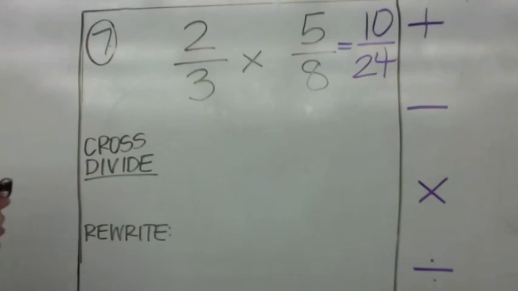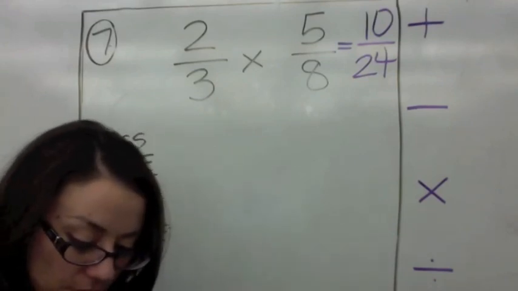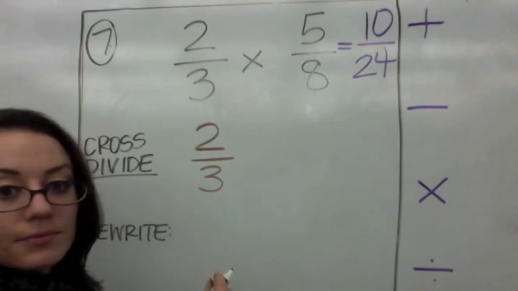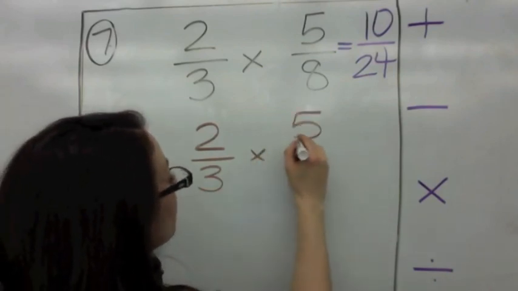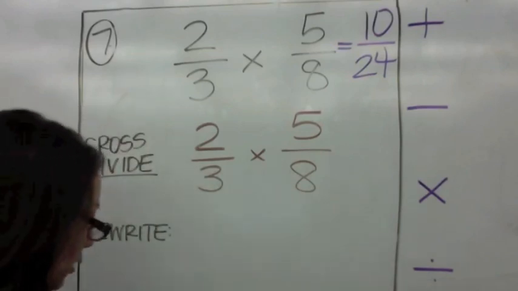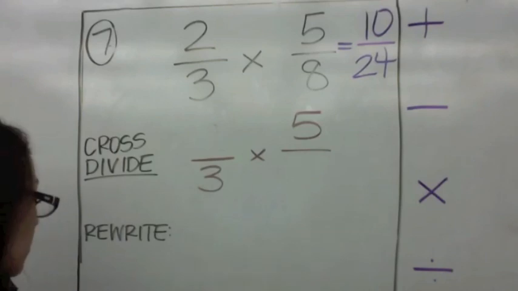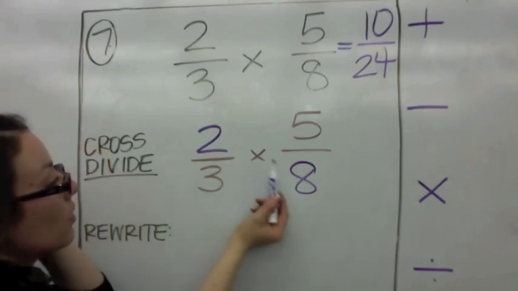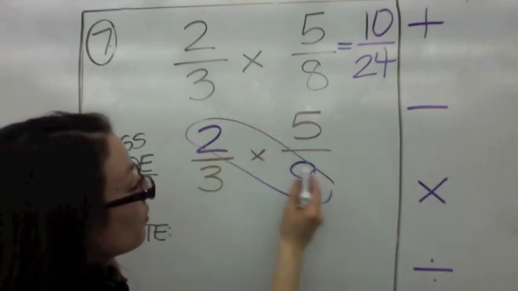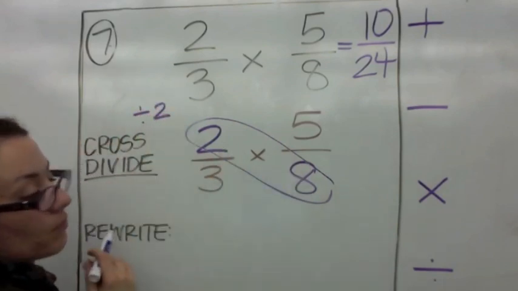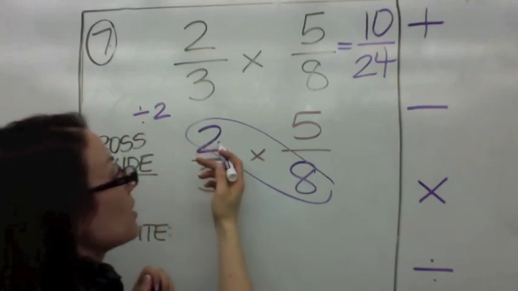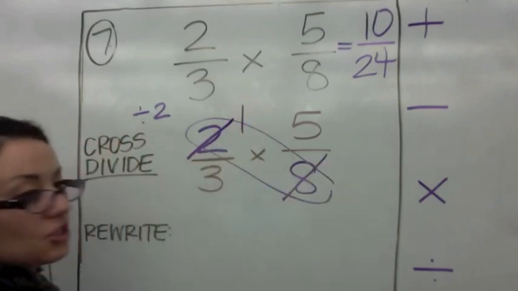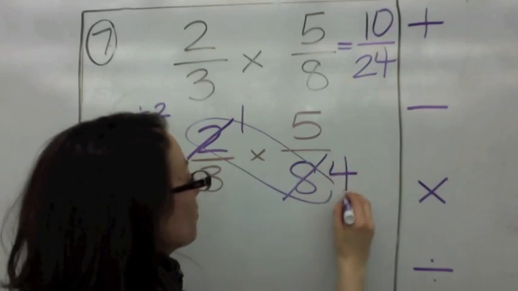Okay, so watch. When you cross divide, I know a lot of you are still very confused. When you cross divide, you're going to rewrite 2/3 times 5/8. I'm going to show you which numbers you can cross divide by changing their color. Look across. You have 2 and 8. What could you divide 2 and 8 by? You're not multiplying, you're cross dividing. You could divide by 2. 2 divided by 2 is 1. What about 8 divided by 2? 8 divided by 2 is 4.